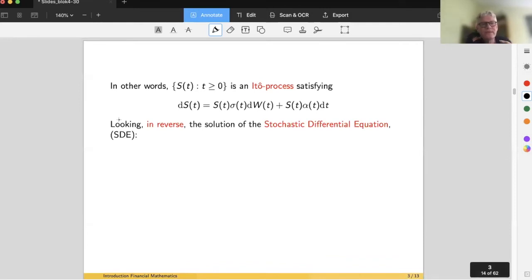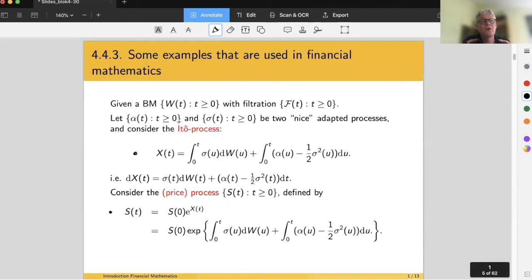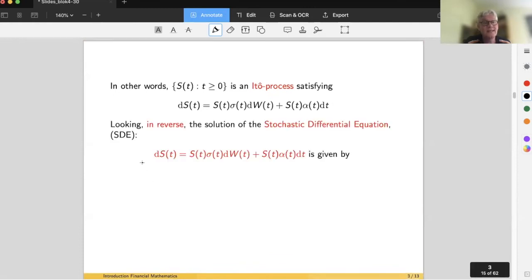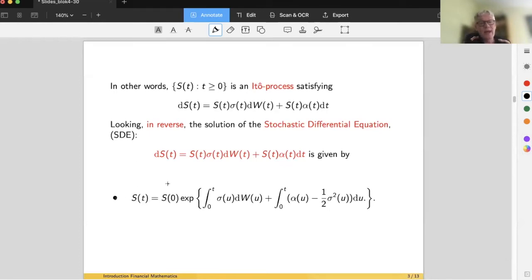Now, looking in reverse, suppose we are dealing with this stochastic differential equation. Then the solution of this is in fact our point of departure. The solution will be this one, right? So we went from here to the SDE, but looking in reverse, we can say the solution to this stochastic differential equation is given by this process here. S_t is equal to S0 e to the power integral from 0 to t sigma_u dW_u plus the integral from 0 to t alpha_u minus 1/2 sigma squared_u du.